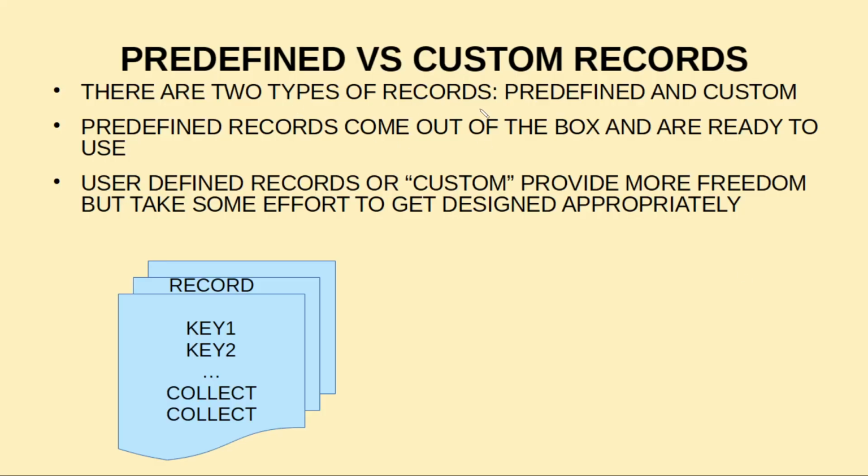There are two types of records, predefined and custom. Predefined records come out of the box and are ready to use, whereas user-defined or custom records provide more freedom but take some effort in order to get designed appropriately. Flexible NetFlow supports both predefined records and custom records.